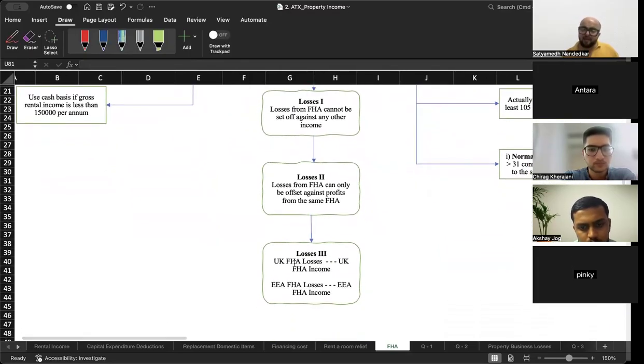And so I have one property in Lonavala, one property in Mahabaleshwar. The Lonavala property loss can be adjusted only against the Lonavala property income, not against any other FHA. And UK FHA losses can be adjusted only against UK FHA income, and EEA FHA losses can be adjusted only against EEA FHA income, not against anything else. So this is the basic structure of furnished holiday accommodation.